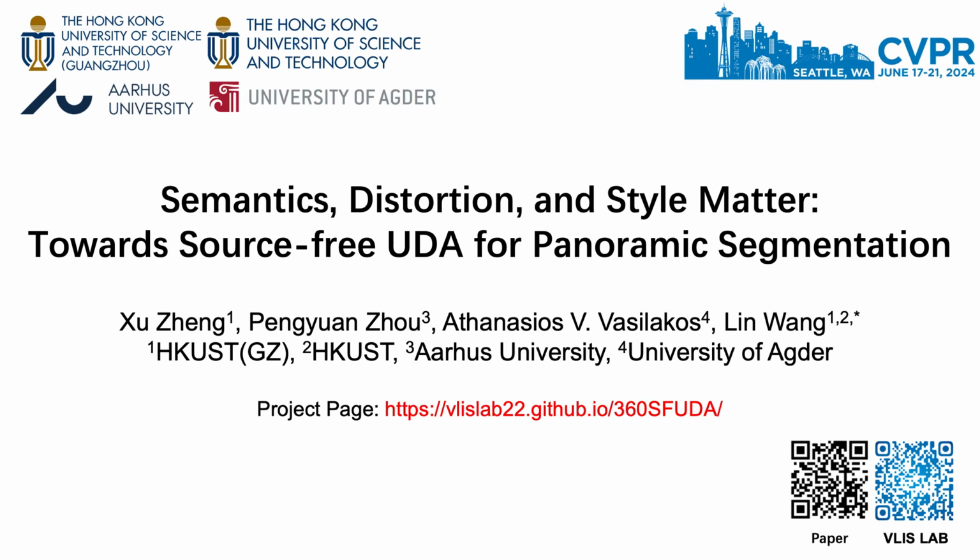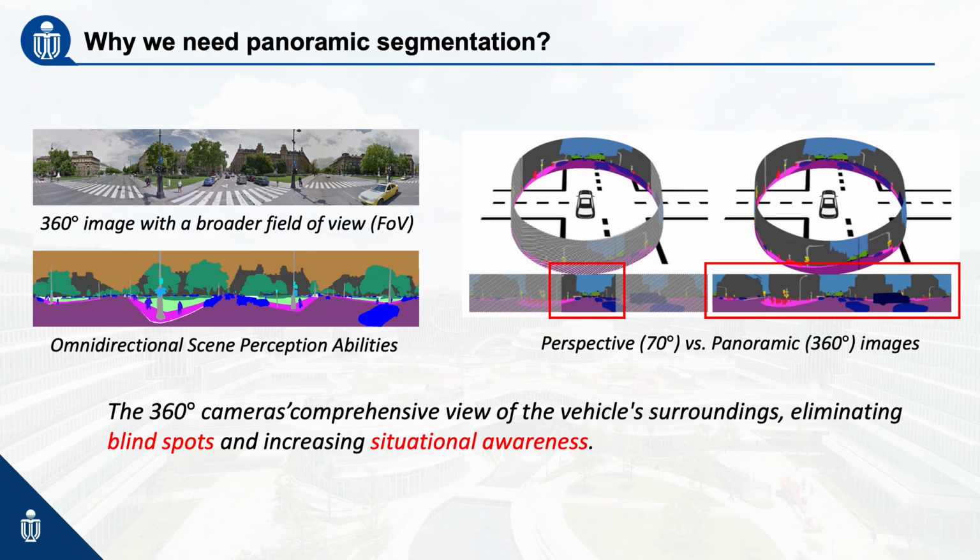This is the video for Semantics, Distortion, and Style Matter: Towards Source-free UDA for Panoramic Segmentation. The first question is why we need panoramic segmentation. Compared to perspective cameras, which only have 70 degrees, it has omnidirectional scene perception abilities.